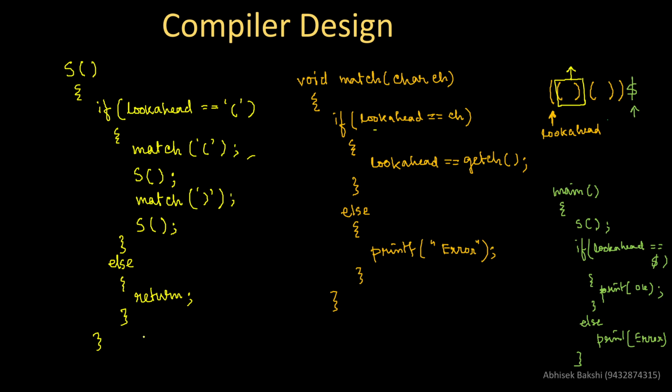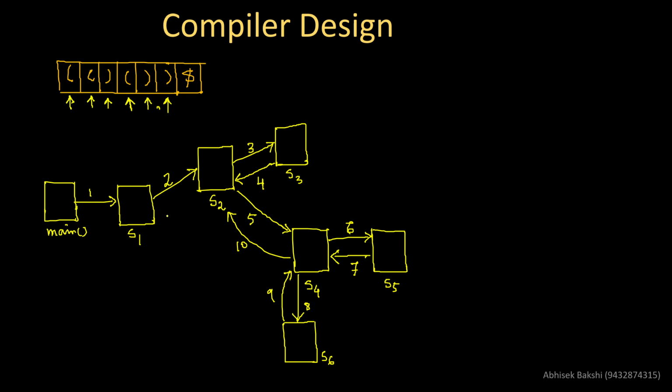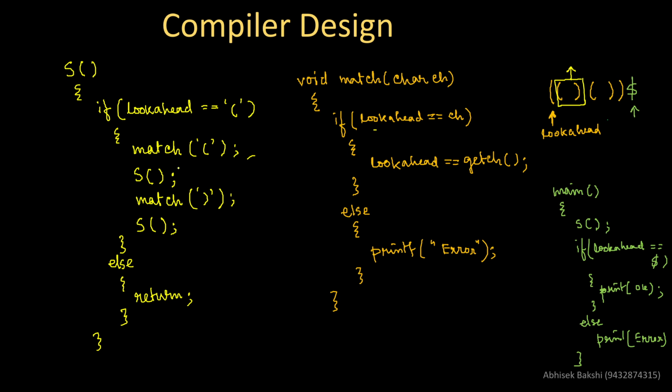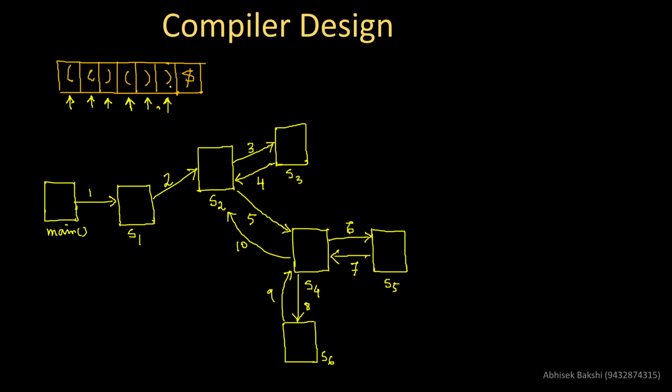Let's see. This S2 function was called from the first clone, from this particular line. With respect to the first clone, if you see that the S2 function was called from here, naturally it will return here, and after returning, the match of closing brace will work, right? And you see right now you are pointing to closing brace.